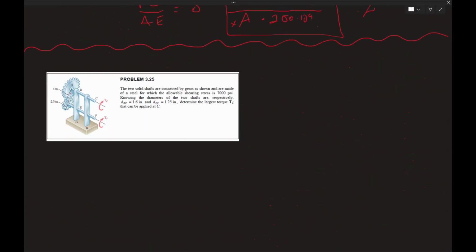So this one is, two solid shafts are connected to gears shown and made of steel, for which the allowable shearing stress is 7,000 psi. So shearing stress is tau, knowing the diameters of the two shafts respectively. So the tau max is equal to 7,000 psi. I'm going to say RC for the top one is 1.6 inches diameter, so 1.6 divided by 2 is 0.8 inches, and RF is, I can't do 1.25 divided by 2 in my head.